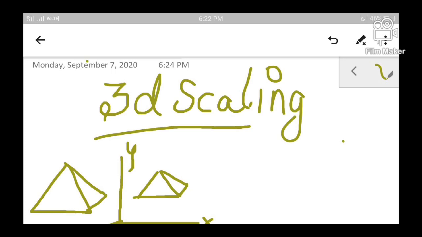Today in this video we are going to learn about 3D scaling. Now the concepts related to scaling have been already taught to you in the videos related to 2D scaling. The same concepts apply over here. Now let me explain certain terms for the convenience of easy understanding.